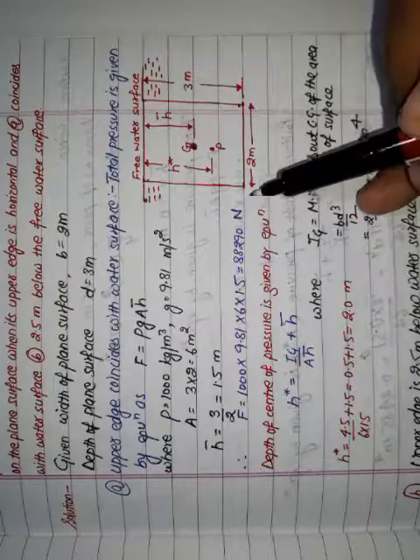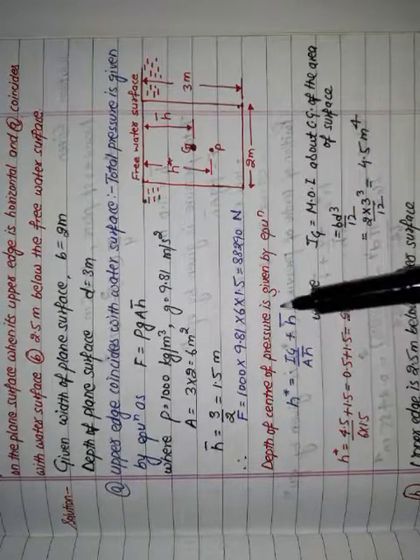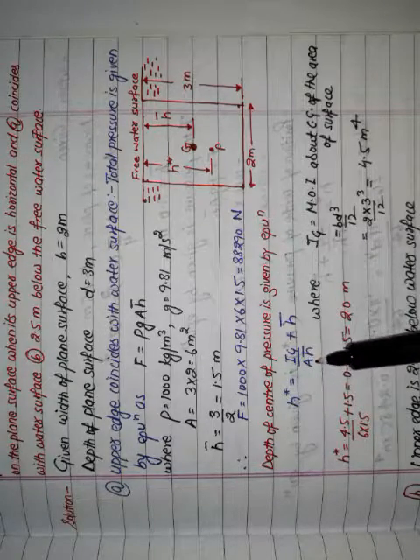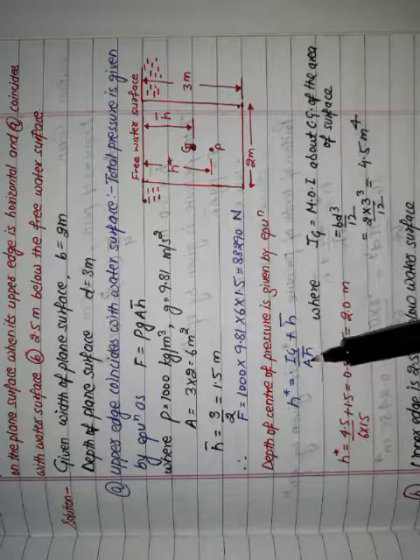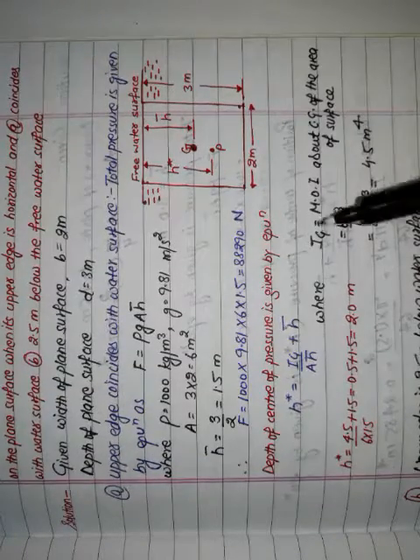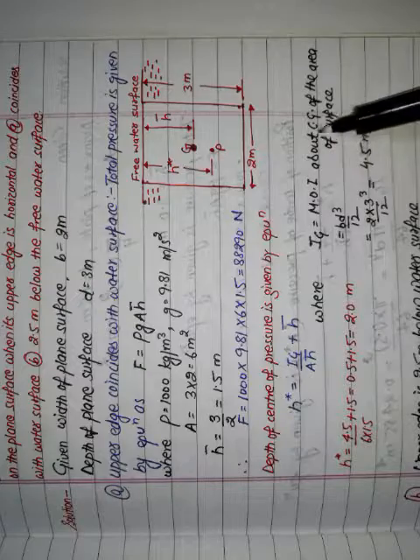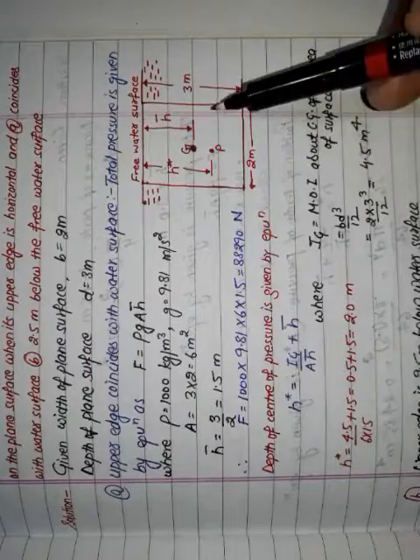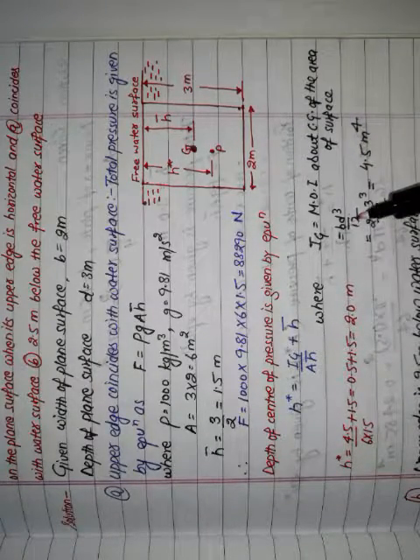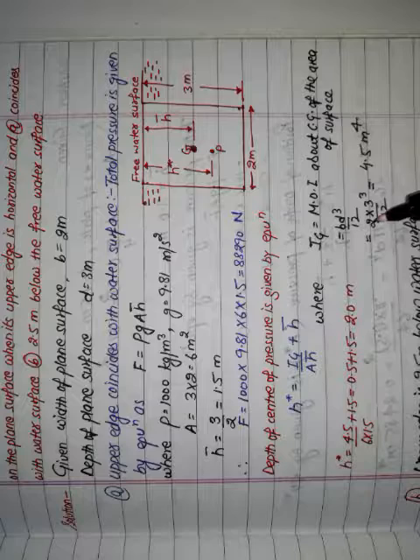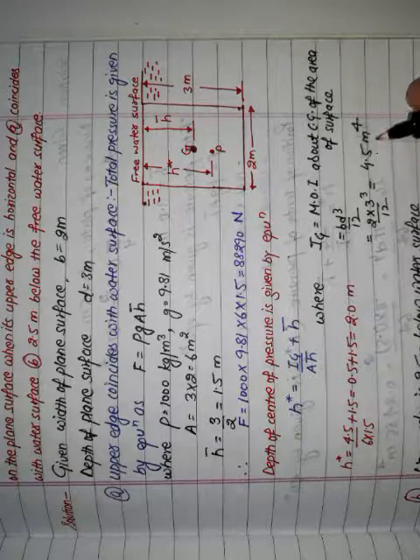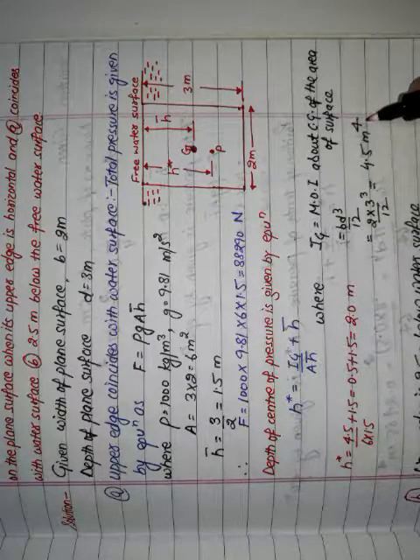88,290 Newton. Now depth of center of pressure is given by equation, that is h star equal to Ig upon A h bar plus h bar. So here is only one unknown variable, that is Ig. So that is Ig, that is the moment of inertia about center of gravity of the area of the surface. And in case of rectangular surface, as we know, Ig equal to B D cube upon 12. B is 2 and D is the depth 3. So 2 into 3 cube upon 12. So that is equal to 4.5 meter raised to the power 4.